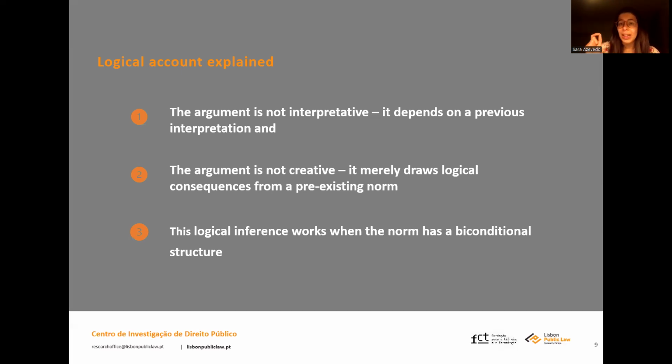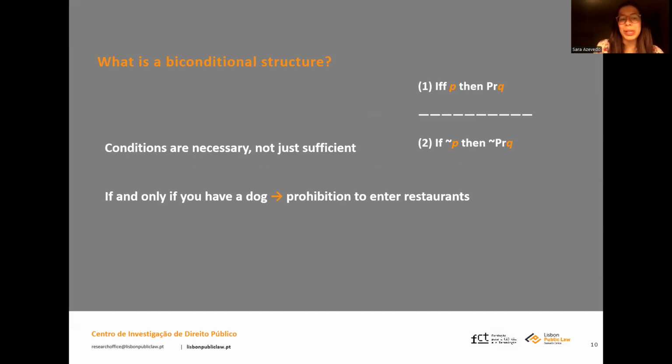And here's the catch: this logical inference only works when the norm has a biconditional structure. So obviously, we need to understand what we mean by a biconditional structure. A norm has a biconditional structure when the conditions required for its application are necessary rather than merely sufficient, meaning that they are the only conditions that trigger the consequence. In our case, being accompanied by a dog is the only condition that triggers the consequence of being prohibited from entering restaurants, which is why we can logically infer that it is permitted to enter with a cat or with no animal at all.